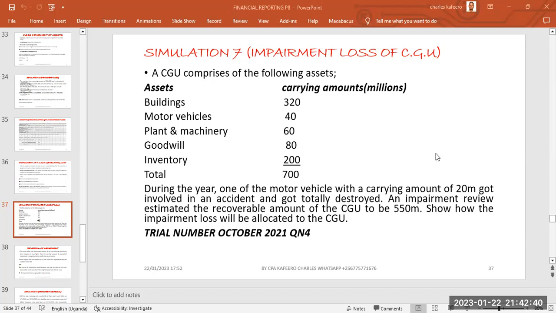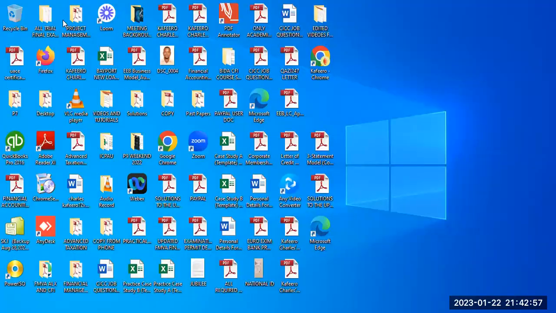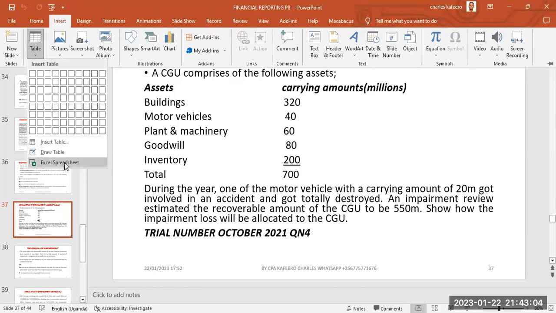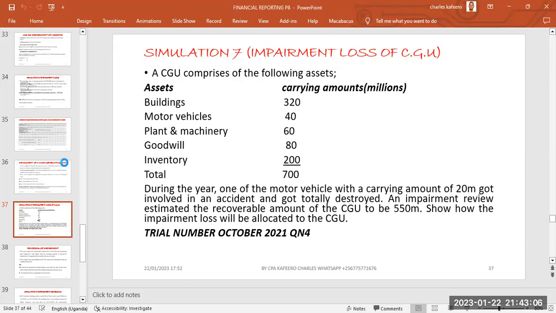So let's go to Excel and see what we can do. I'm very sure if we do the computations, we'll be able to pick up a lot more than basing on the theoretical aspects. So let's load Excel.